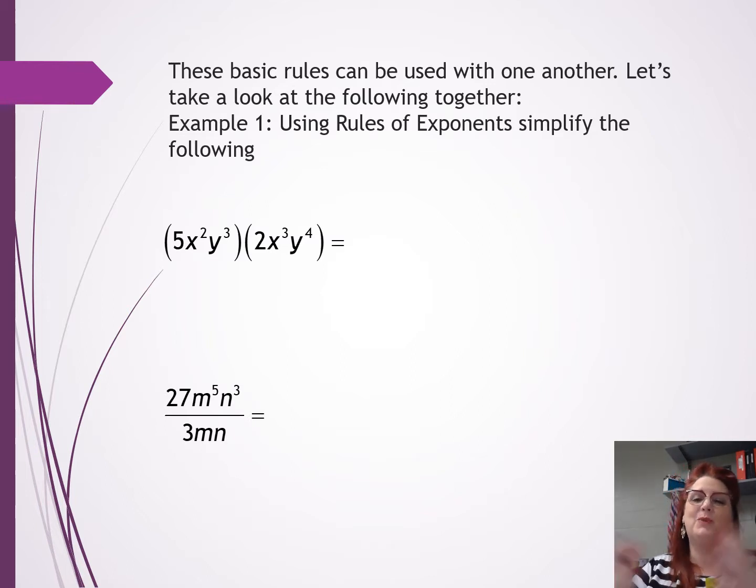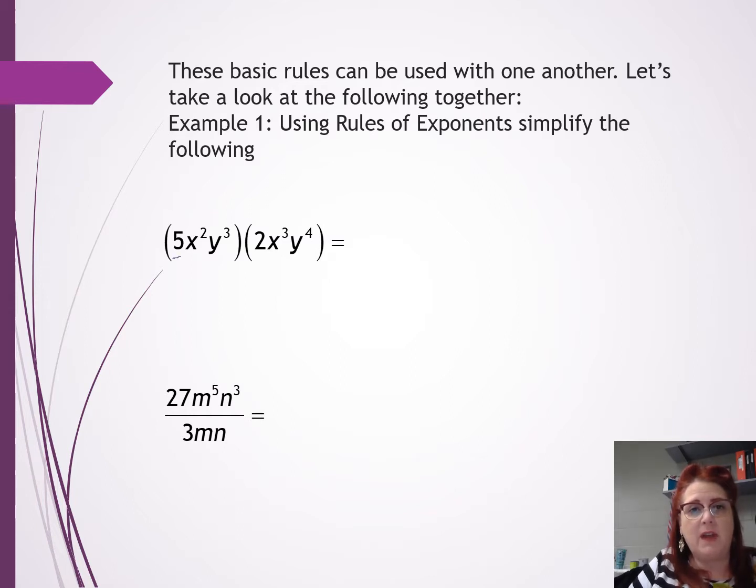So these rules can be put together. We're not going to just do one rule at a time because that would be way too simple. Let's take a look at the following. We've got this particular one. We've got 5x squared y cubed times 2x cubed y to the 4th.